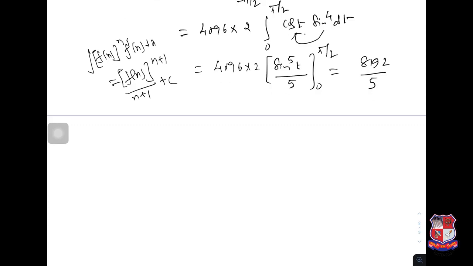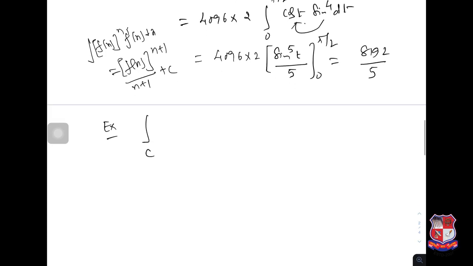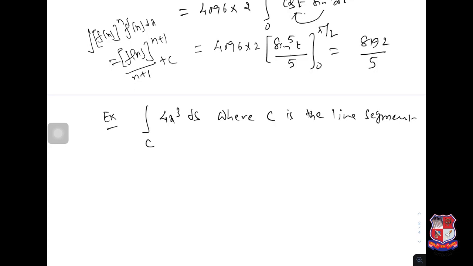Let us take one more example. Evaluate the line integral along C of 4x³ ds, where C is the line segment from (-2, -1) to (1, 2).